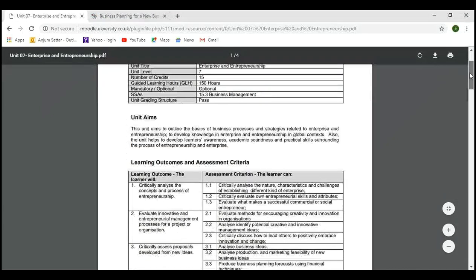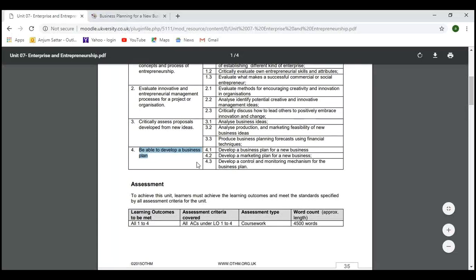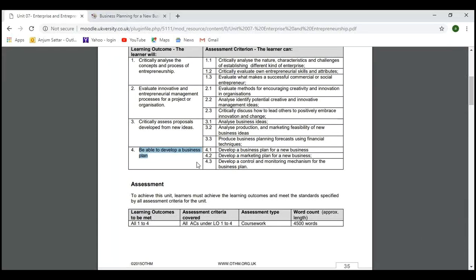Third lesson on enterprise and entrepreneurship. Today we're supposed to cover our last learning outcome, which is to be able to develop a business plan. It's all about the business plan, how we can make it, and why a business plan is important for new businesses. Making a good business plan is crucial, very essential, when you are planning to start your business.